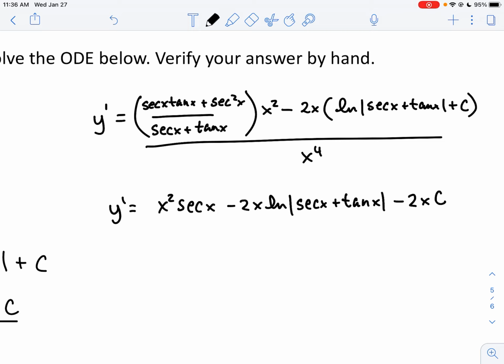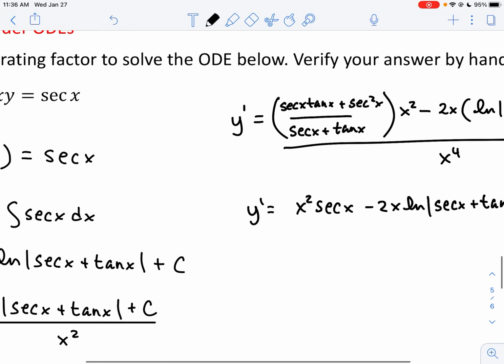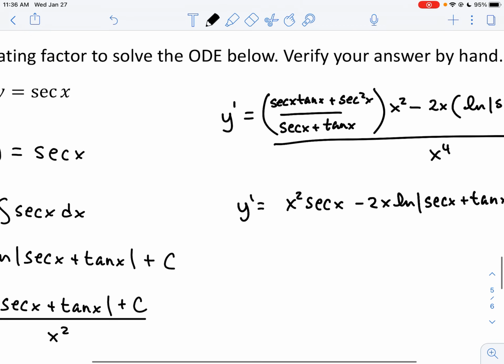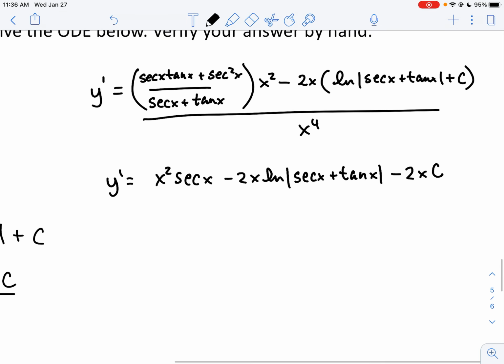So a few different options here. We could leave it all over x to the 4th. Let me look ahead and see what's going to happen here. We're going to multiply y prime by an x squared. Let's go ahead and just put this all over x to the 4th. The other option is to split up the x to the 4th. In fact, I'm going to do that and then simplify these terms.